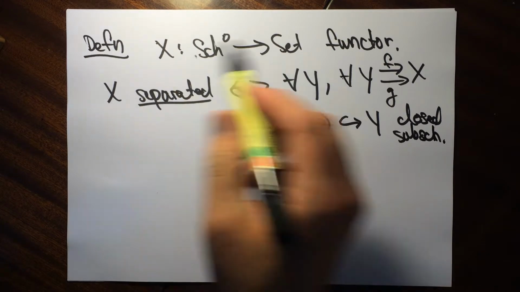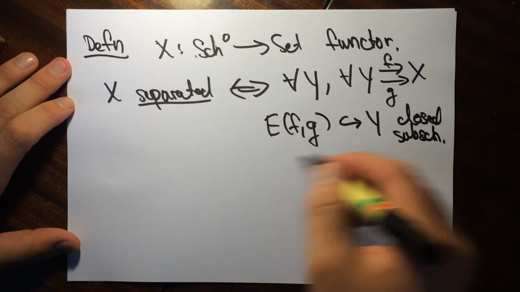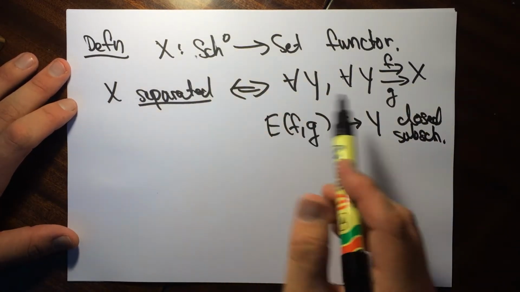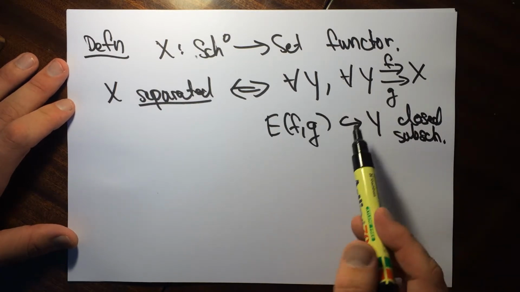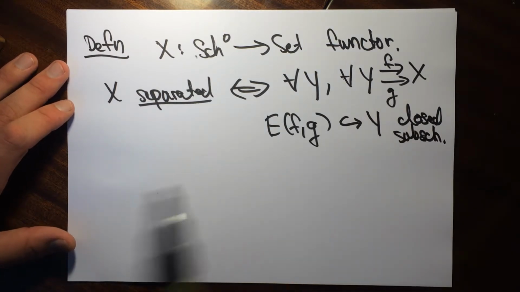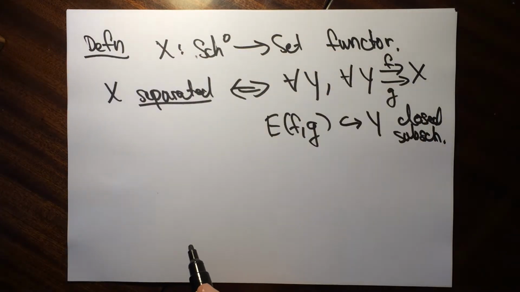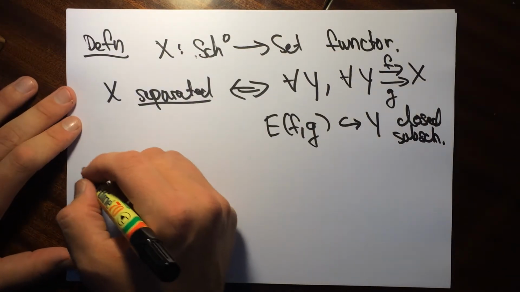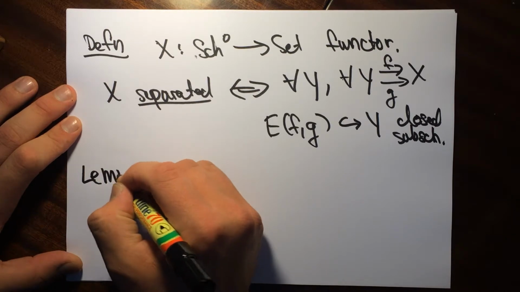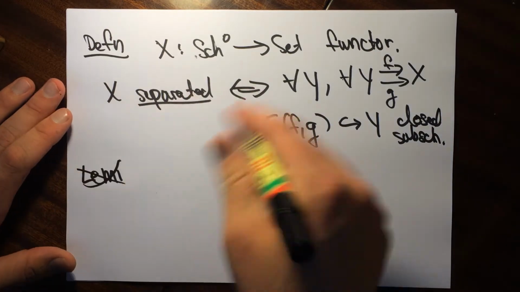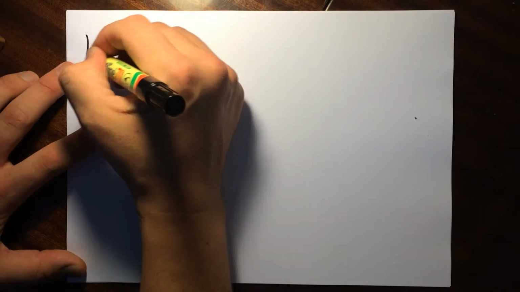Okay, so this is what it means for a functor to be separated. So this doesn't even need to be a scheme here. This makes sense as a subfunctor, but we need it to be a closed subscheme. So this is what it means for a functor to be separated. Okay, so let me give a lemma. Let me skip to the next page, and let me state the lemma that I want to prove now.